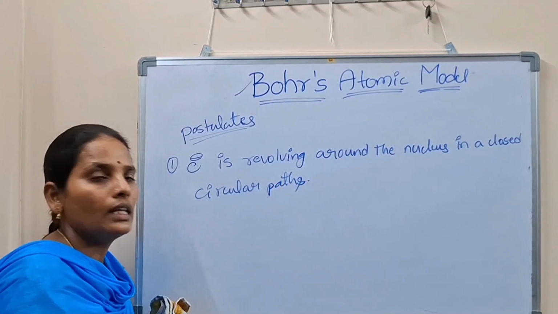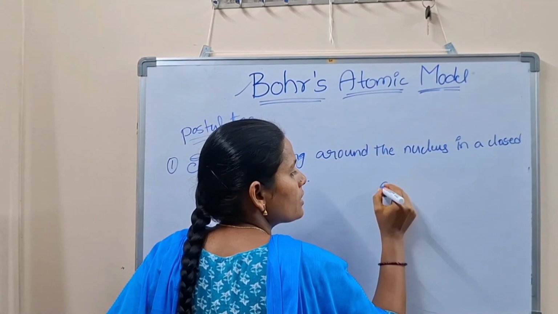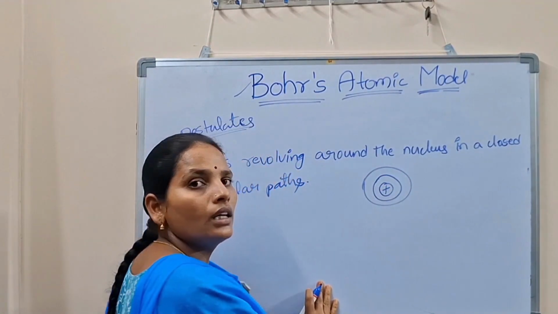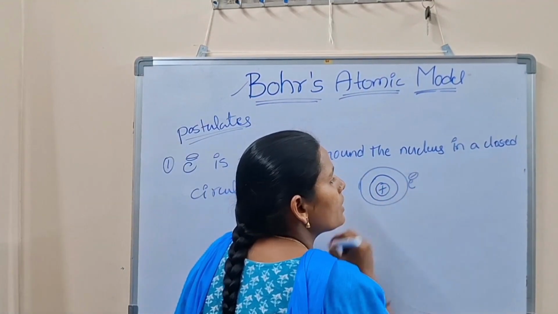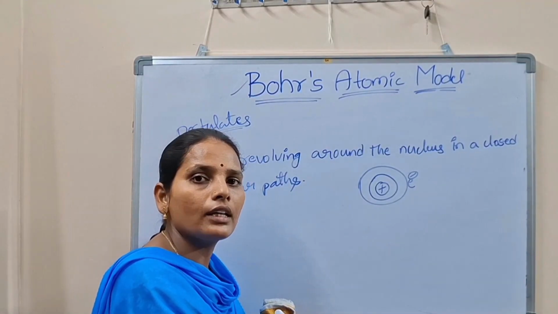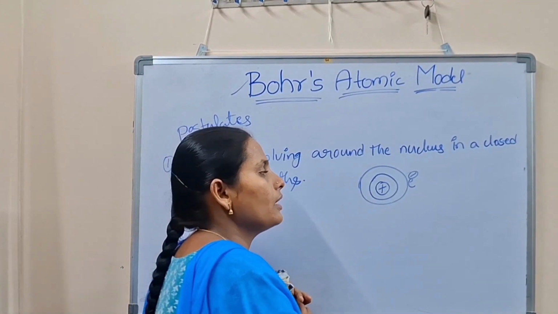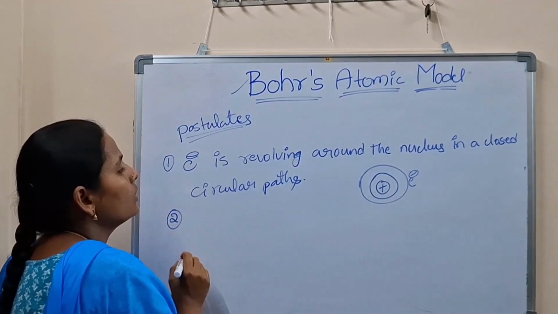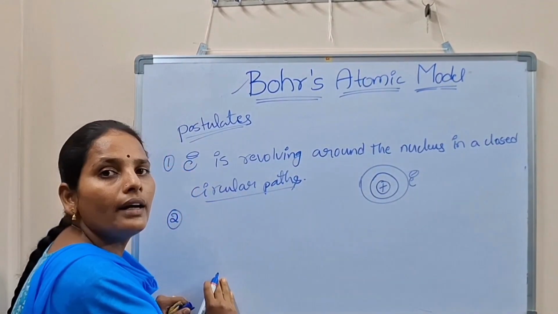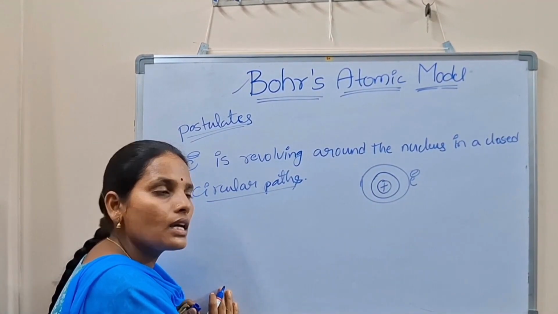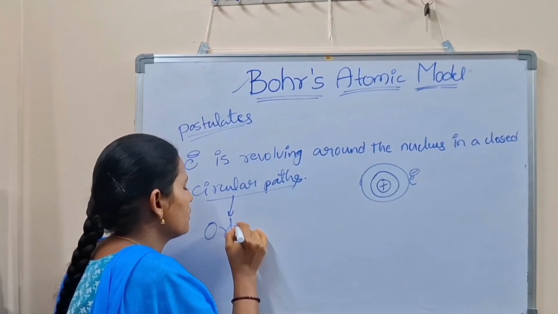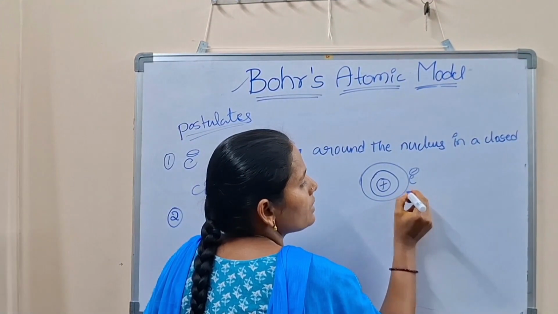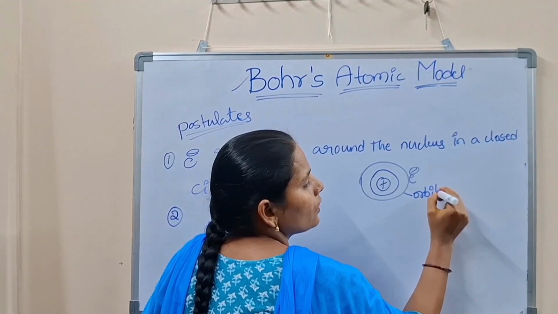Let's see the point. This is the nucleus of the atom. These are the circular paths. In circular paths, the electron is revolving. Second point: those closed circular paths are called orbits. He is naming these as orbits.